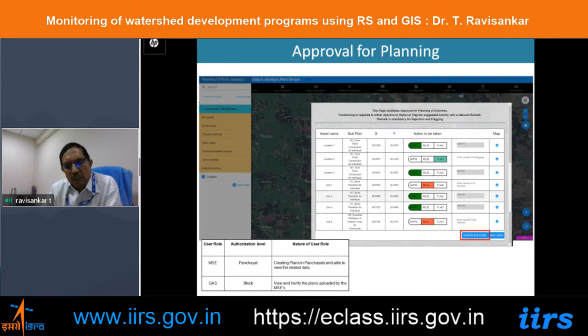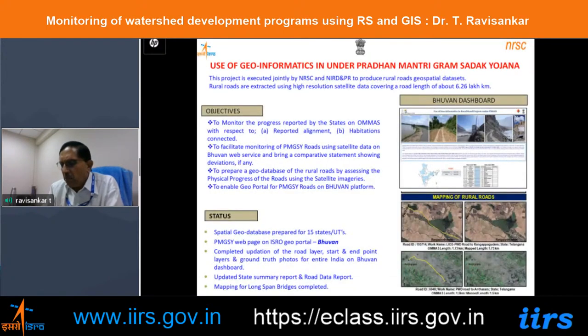This particular portal has been developed and it is ready for usage and launch by the DORD, and it will be shortly placed in the ministry portal, this one portal, and training will be given. Training has already started and we have given four trainings to all the people, and that is the state of the art.